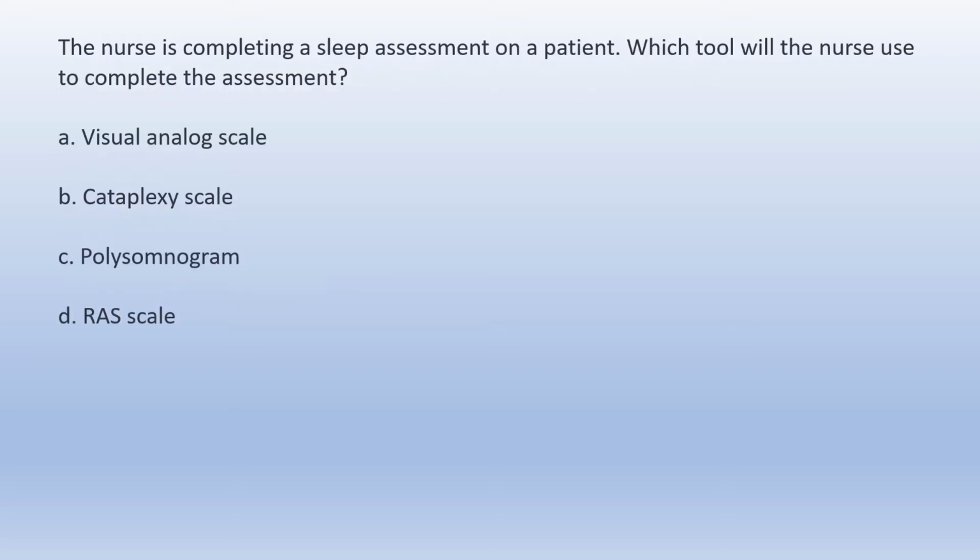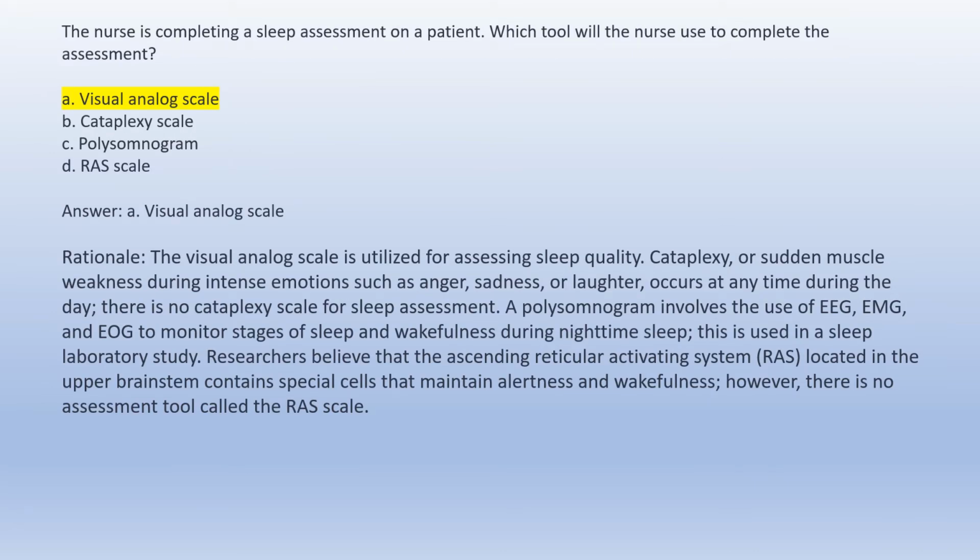The nurse is completing a sleep assessment on a patient. Which tool will the nurse use to complete the assessment? A. Visual analog scale. B. Cataplexy scale. C. Polysomnogram. D. Ross scale. Answer: A. Visual analog scale. Rationale: the visual analog scale is utilized for assessing sleep quality.